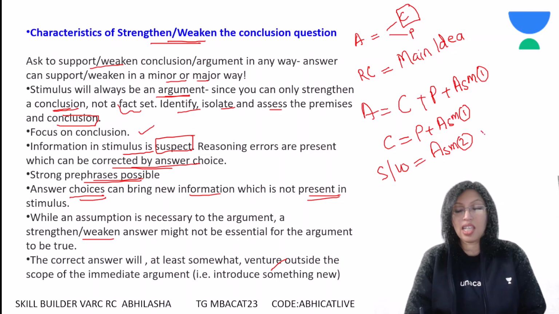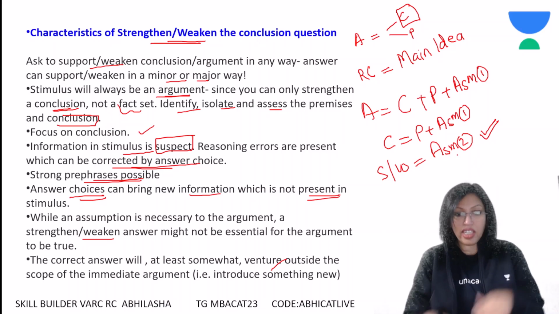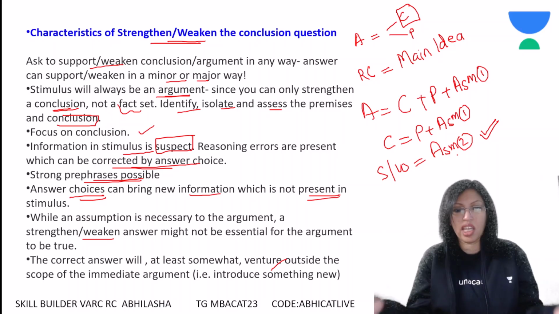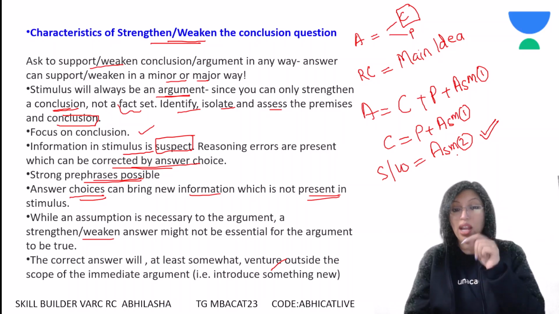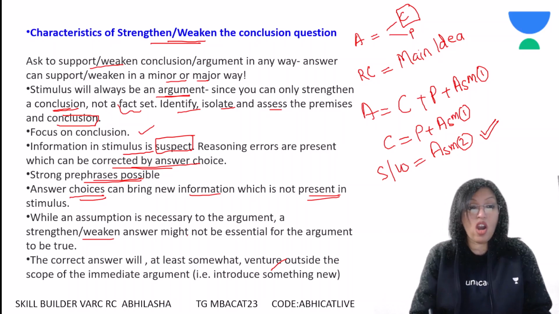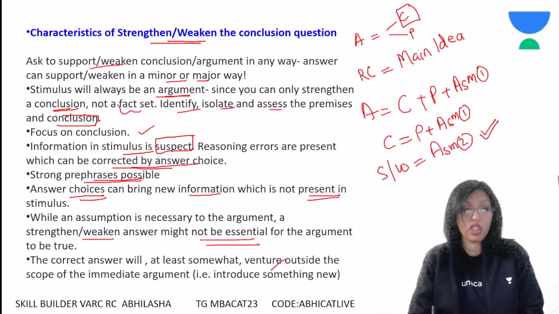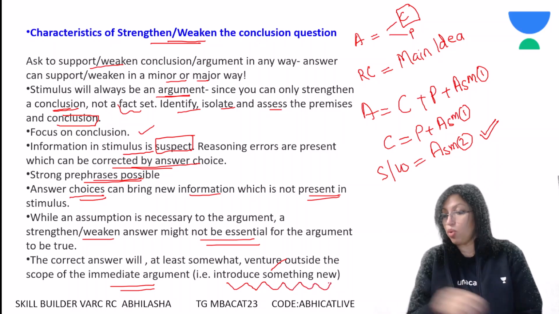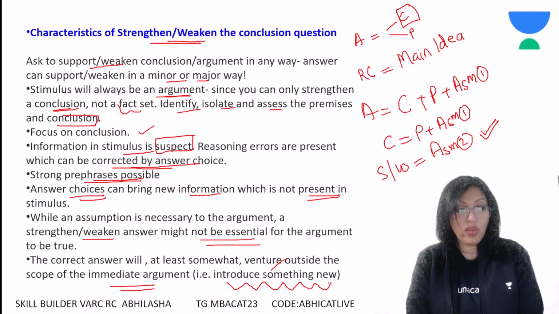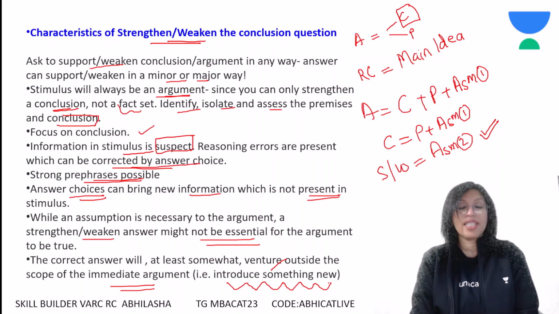And this assumption number 2 is not necessarily essential for the argument. It is something that, if true, could weaken or strengthen the argument. But it's not the essential one, because if it were the essential one, then it would be part of your argument right away. So it might not be essential for the argument to be true. The correct answer will at least somewhat venture outside the scope of the immediate argument. That means it will most probably introduce something new. That's very important. So whenever you get an assumption answer, it will bring in something new.